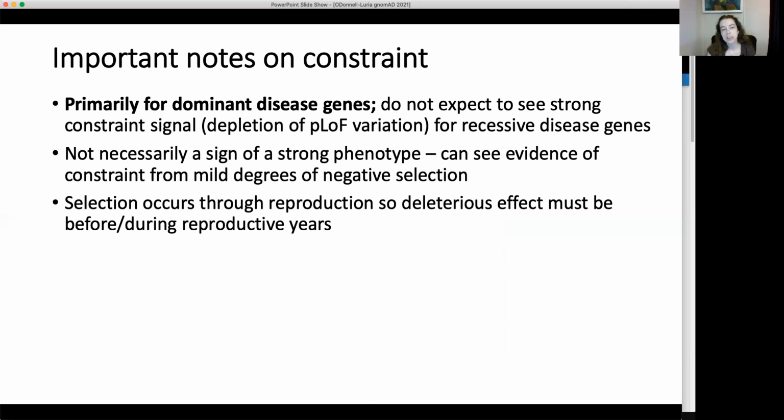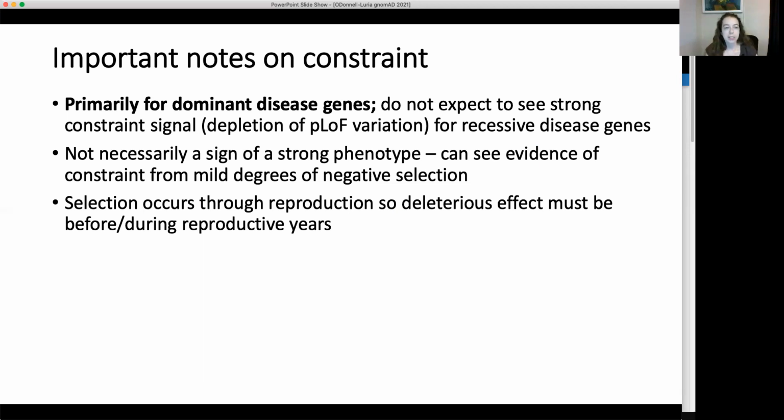Importantly, it's not necessarily a sign of a strong phenotype. So you can see evidence of constraint from mild degrees of negative selection. Additionally, it can be a phenotype that is subtle from the perspective of seeing someone. For example, infertility has a large evolutionary detrimental effect in that you don't tend to pass on variants that result in infertility. But on the other hand, those individuals could absolutely be in gnomAD, healthy people walking around in the population who may not even know they're infertile.